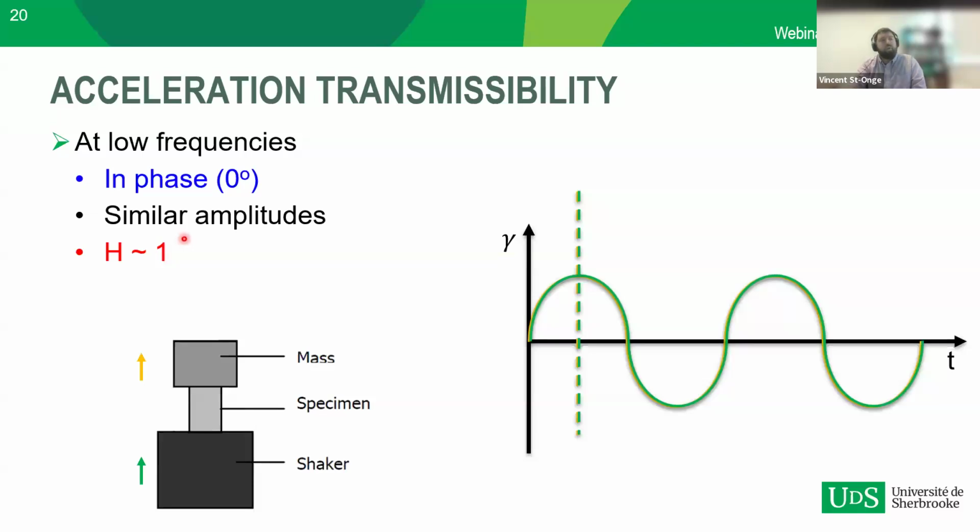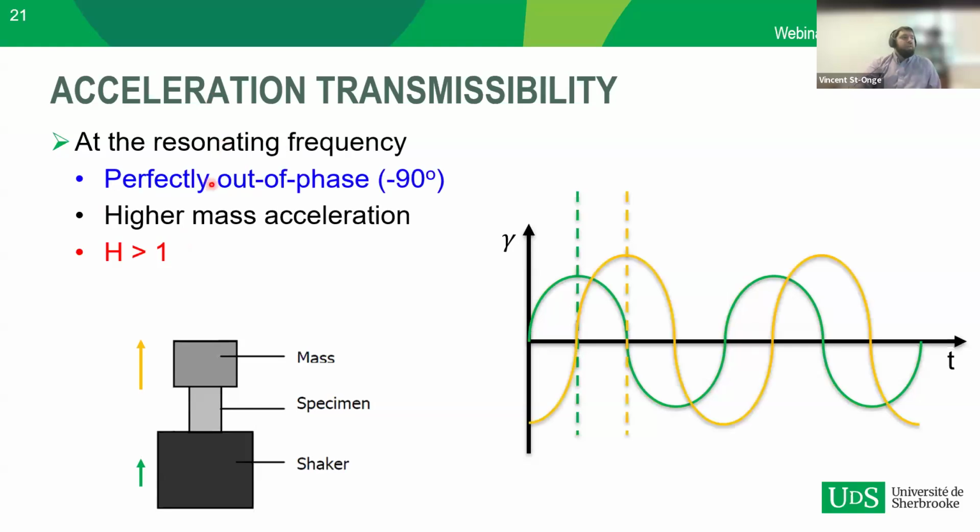As we increase in frequencies, then we will reach the resonating frequency of the material. And at the resonating frequency of the material, both the acceleration wave of the shaker and of the mass will be perfectly out of phase with a minus 90 degrees phase difference. And the acceleration of the top, or the mass, the top of the sample, would actually have a higher amplitude than the one of the shaker. As we can see here, it's slightly higher.